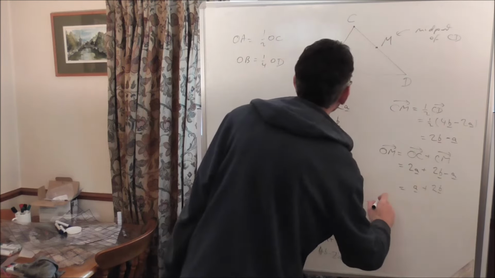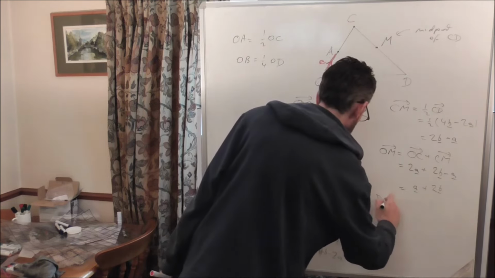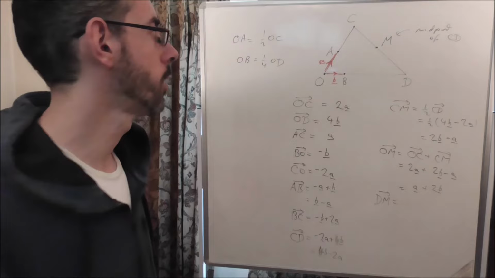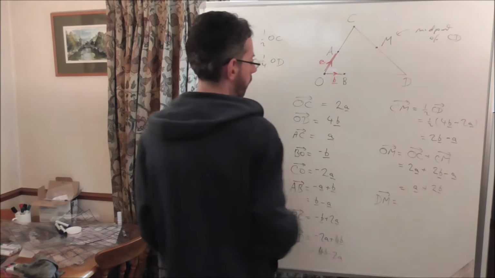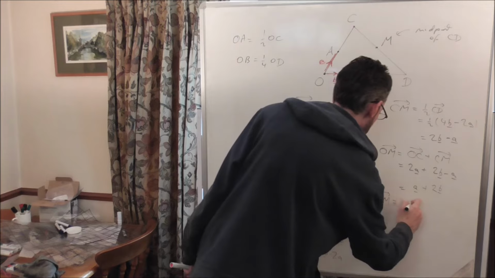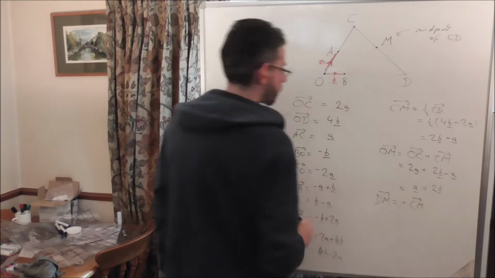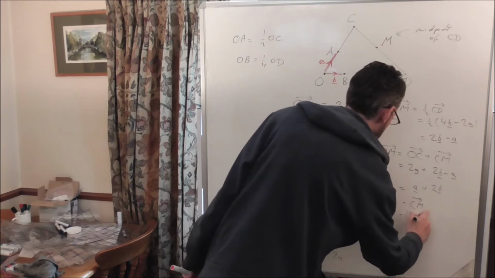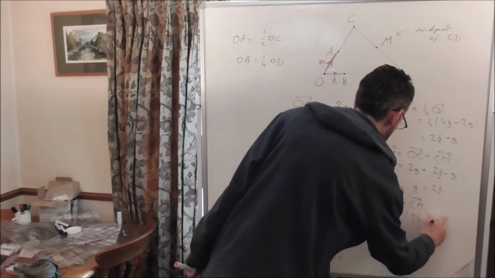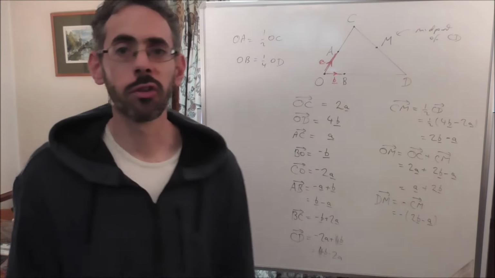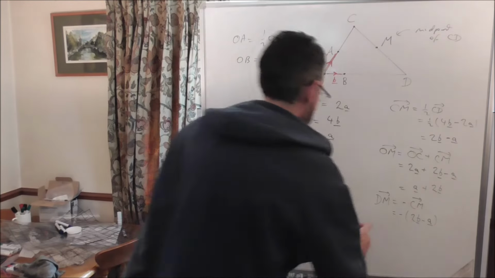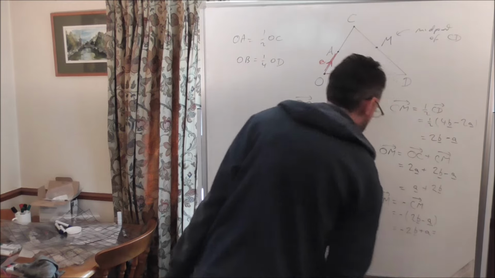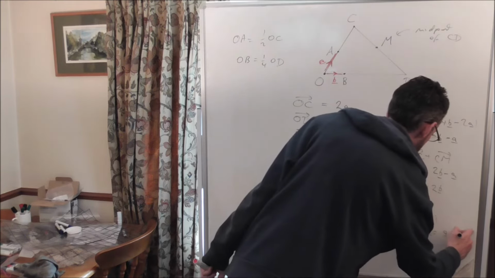Let's do D to M. So D to M is the opposite journey of C to M. It's sort of like the reverse journey. So it's just going to be minus C to M. So C to M was just 2B minus A, so it's just going to be the negative of that, minus 2B minus A, like that. And again, you can expand brackets just like it was normal sort of algebra. So it's minus 2B plus A, which you can write the other way around. You can write it as A minus 2B.